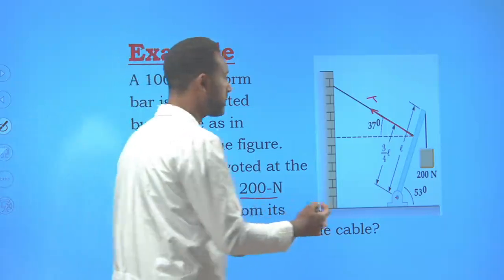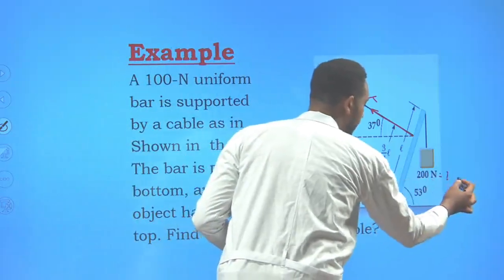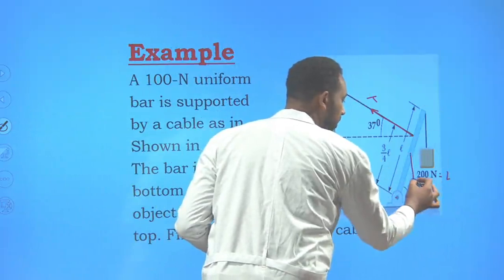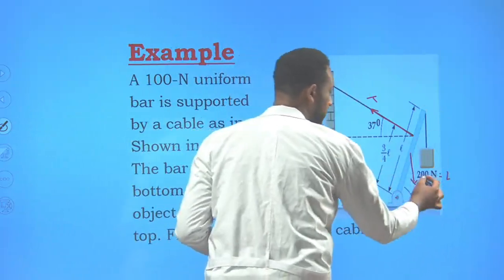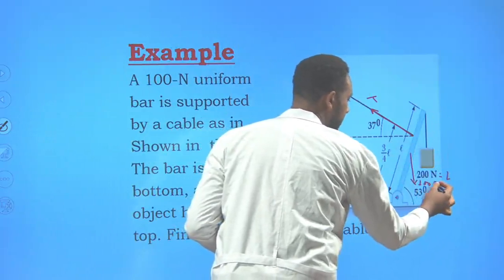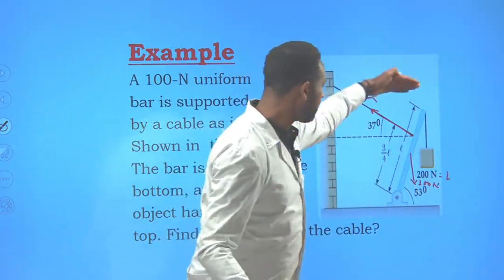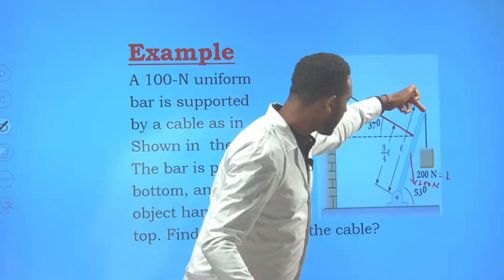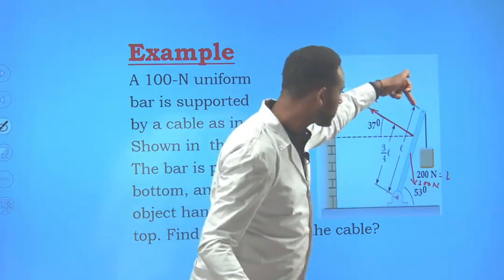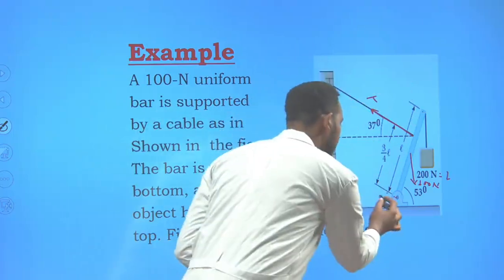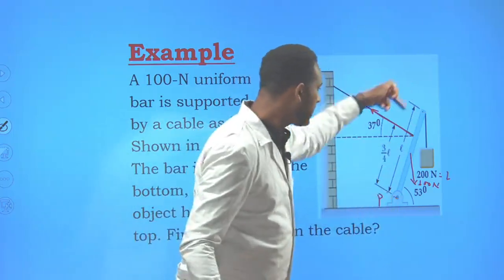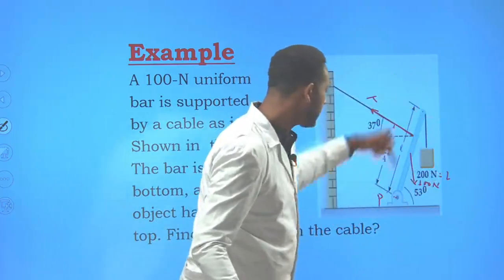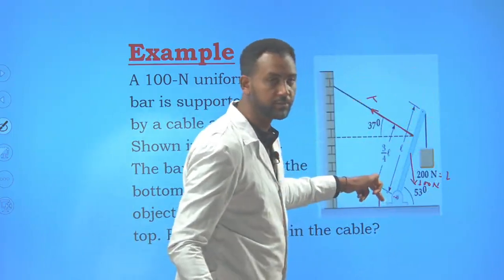What are the force components exerted here? The first force is the load of the object, it's 200 Newton. And the other force component is the weight of the bar itself. It is 100 Newton. And here you have a bar, and the bar has length L. The load is exerted at this point, at a distance of L from the pivot. This is the pivotal point.